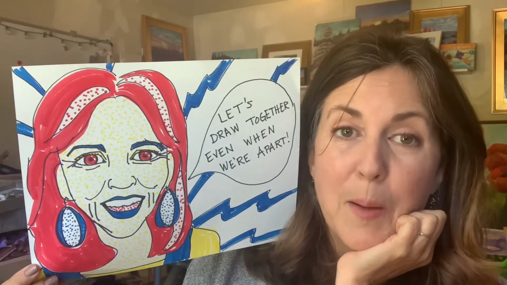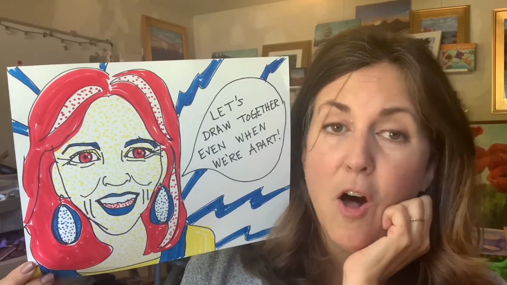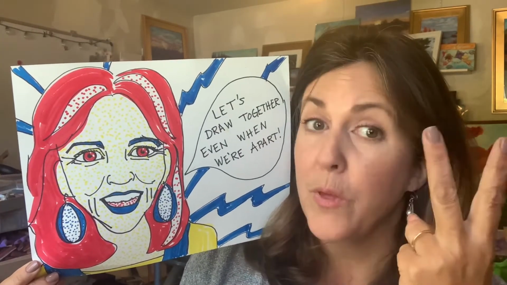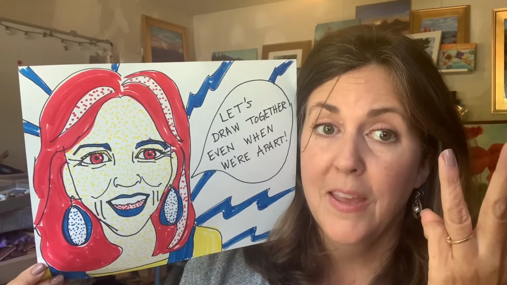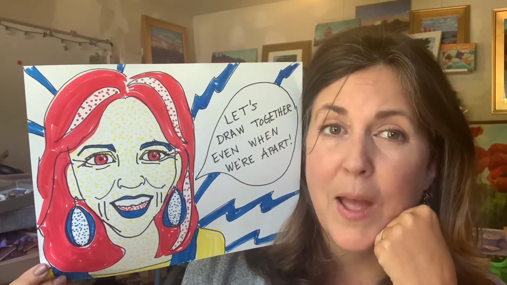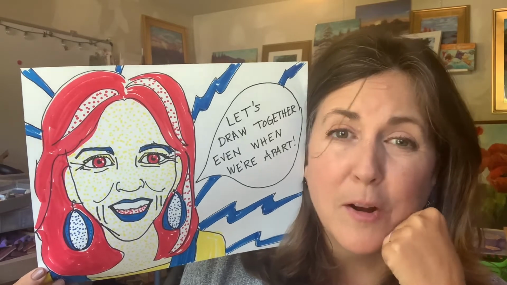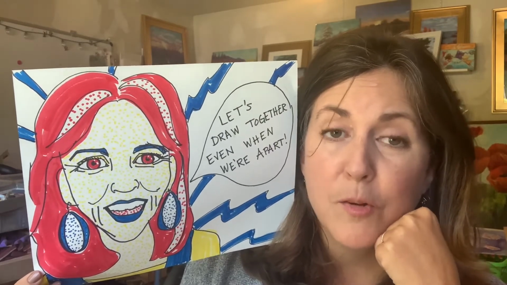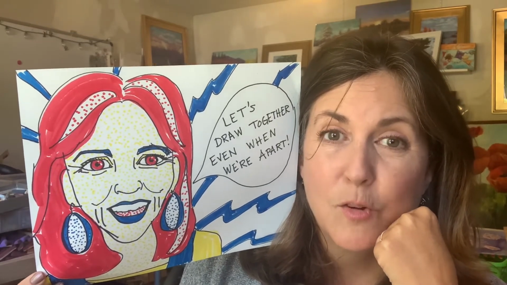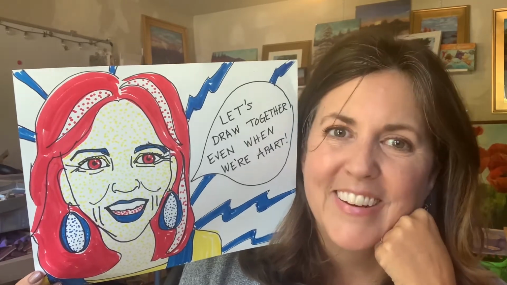So go ahead and grab your supplies if you don't have them already. All you need is a piece of paper, a pencil with an eraser, a Sharpie, and then a red, a yellow, and a blue marker. And if your markers are dried up, you could use crayons or colored pencils for this too. So grab your things and let's draw together.